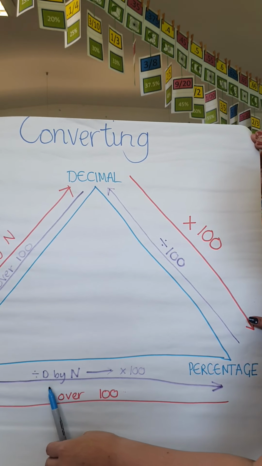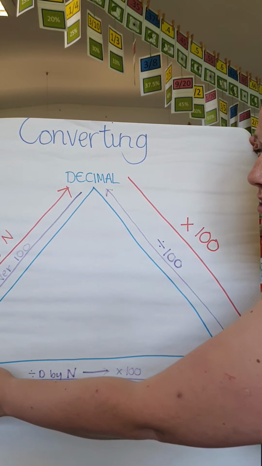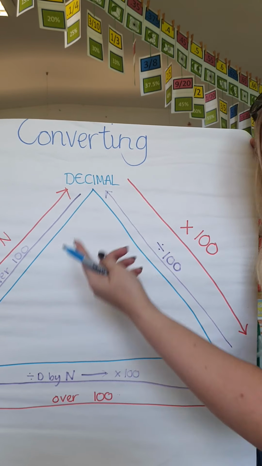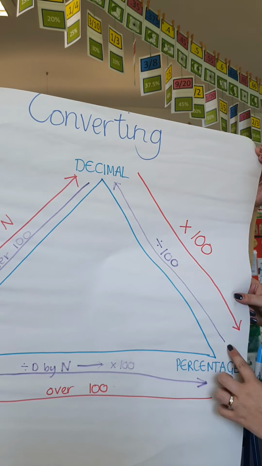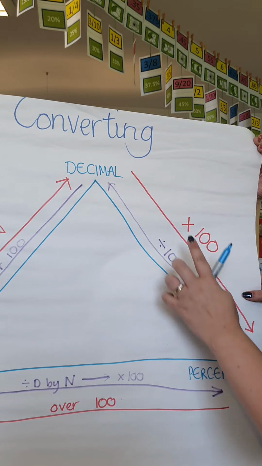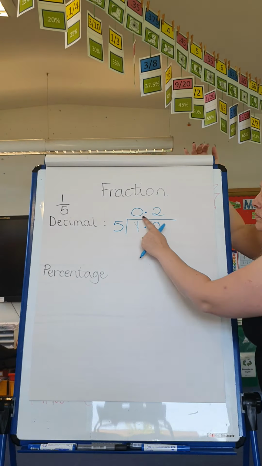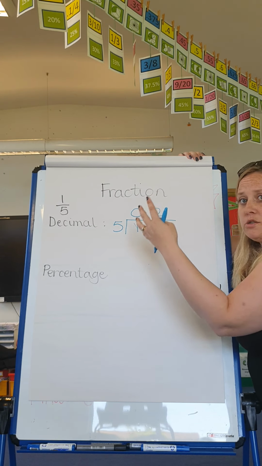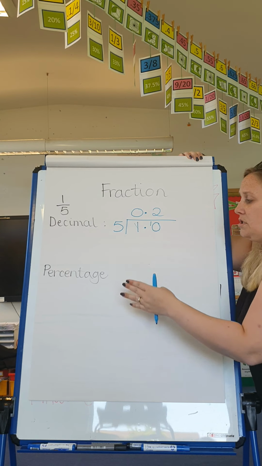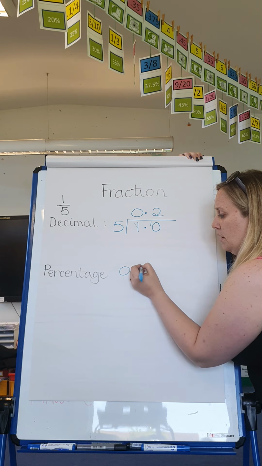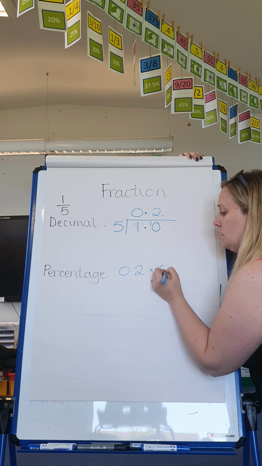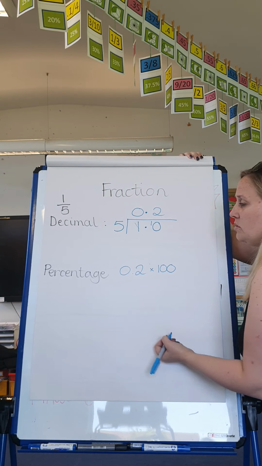I need to divide my denominator by my numerator, so I need to turn it into a decimal first, but it's fine because I've just done that. And then I need to turn it into a percentage. The way I do that is times by 100. So I know here that I've turned it into a decimal already, so 0.2, I need to do 0.2 times 100, because percent is out of 100.